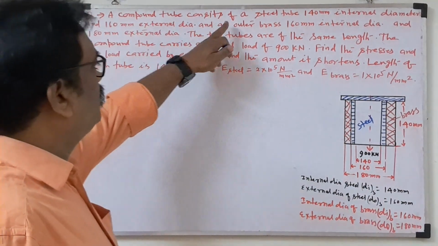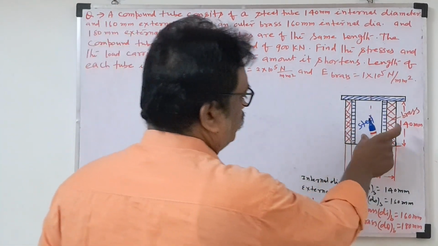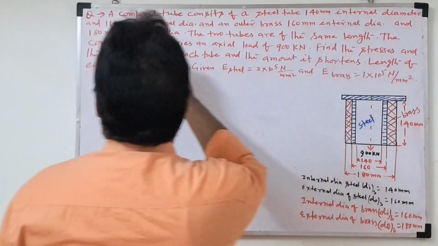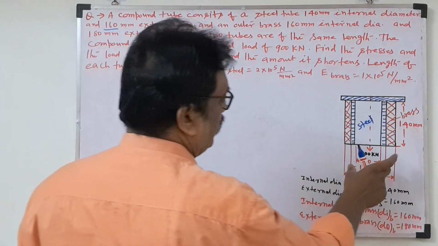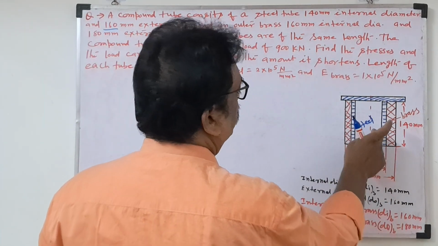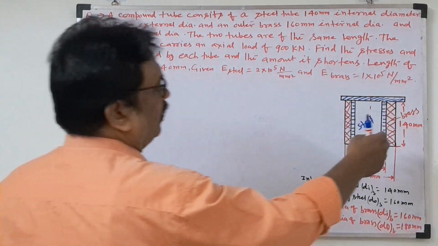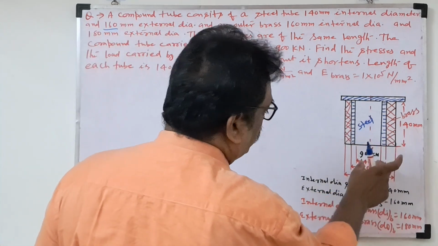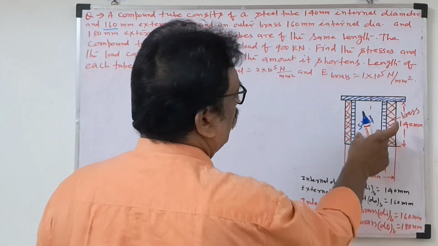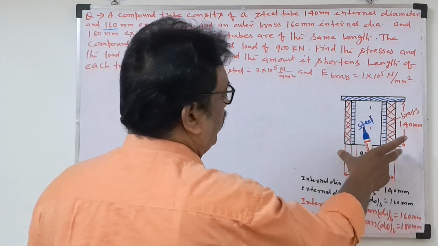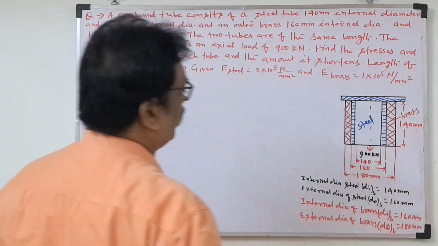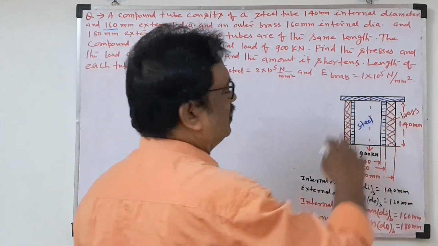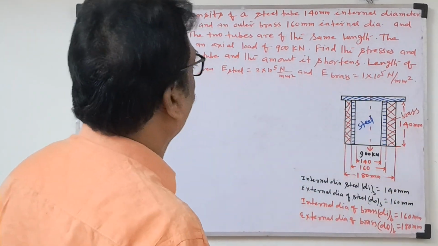A compound tube consists of a steel tube in the middle. The inner dia is 140 mm and the external dia is 160 mm for the steel tube. Then a brass bar is inserted. The internal dia for the brass bar is the same 160 mm, which is the external dia of the steel, and the external dia of the brass is 180 mm. Composite bar means all the bars are rigidly fixed to each other.